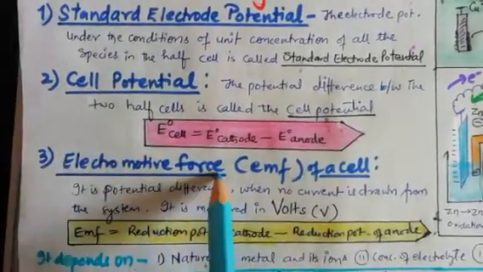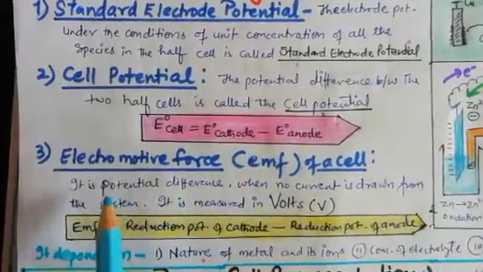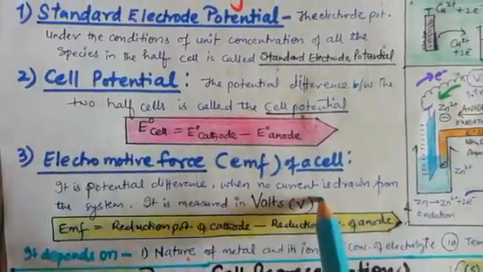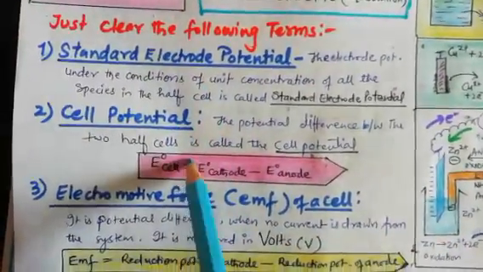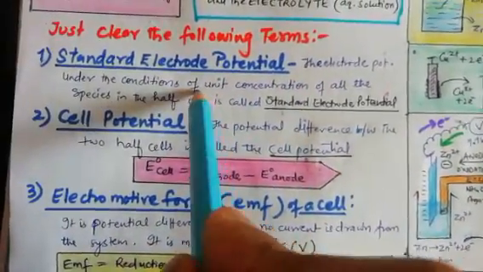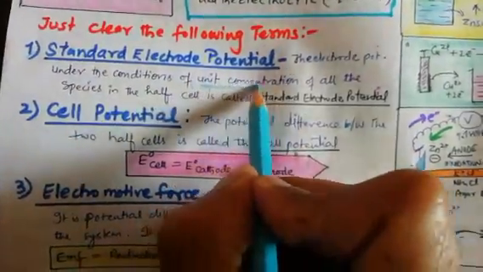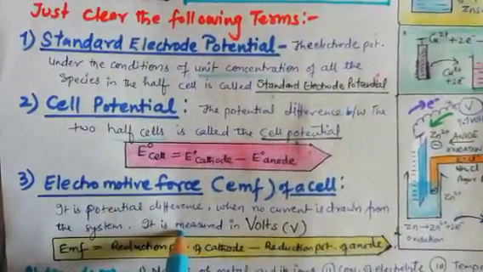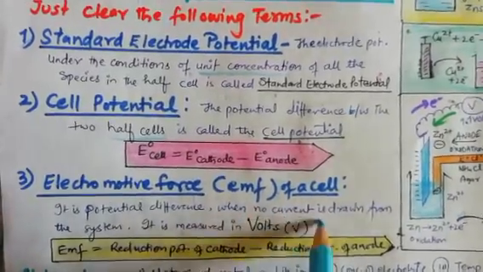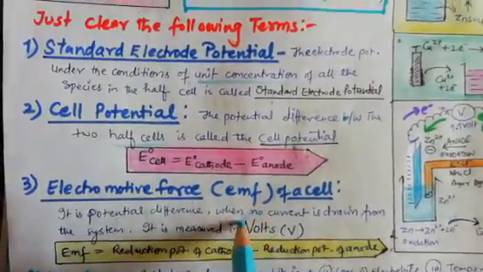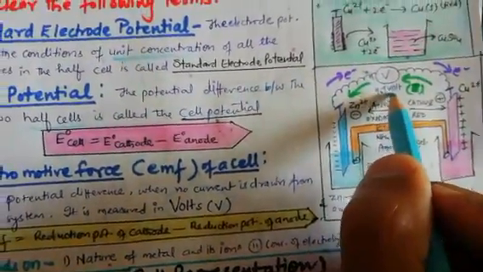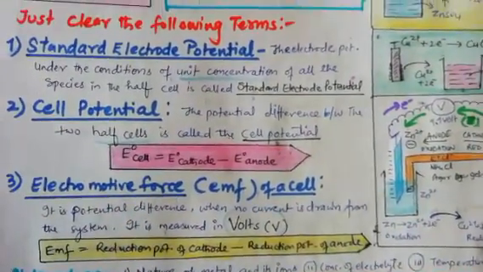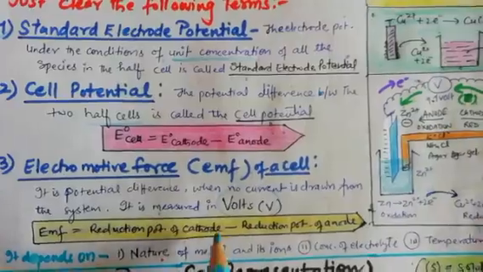So what is electromotive force? It is the potential difference when no current is drawn. Try to understand: this is the potential difference between two half cells, and this is the potential difference where no current is drawn from the system. It is measured in volt, for example 1.1 volt. Whenever a question asks you to calculate the electromotive force, your answer should be in volt.